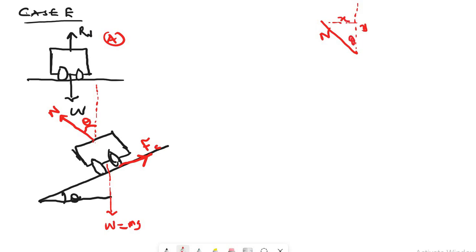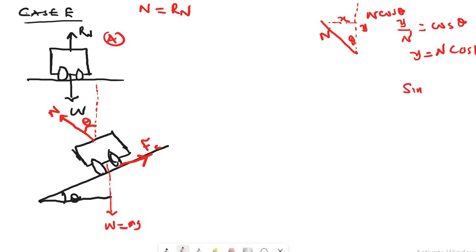To resolve it vertically, that's adjacent over hypotenuse, that's cos theta. So the vertical force of normal reaction, my normal reaction N is also the same thing as Rn, is N cos theta. For the horizontal force, it's opposite over hypotenuse, sin theta. So when you resolve the normal reaction horizontally, we have N sin theta.